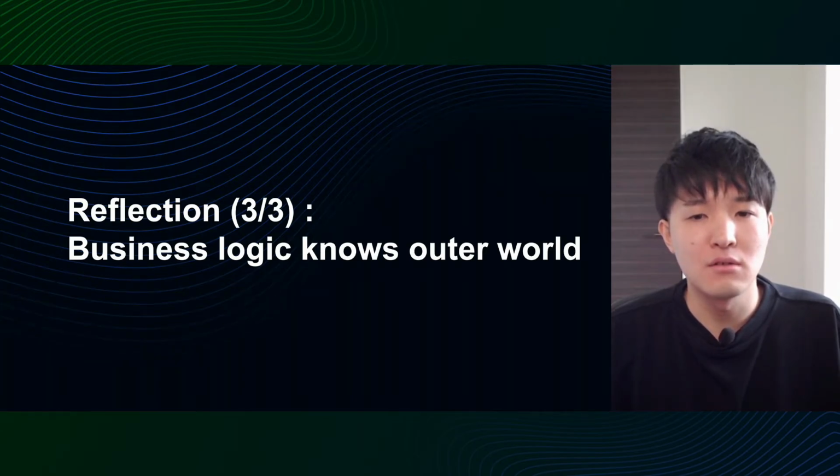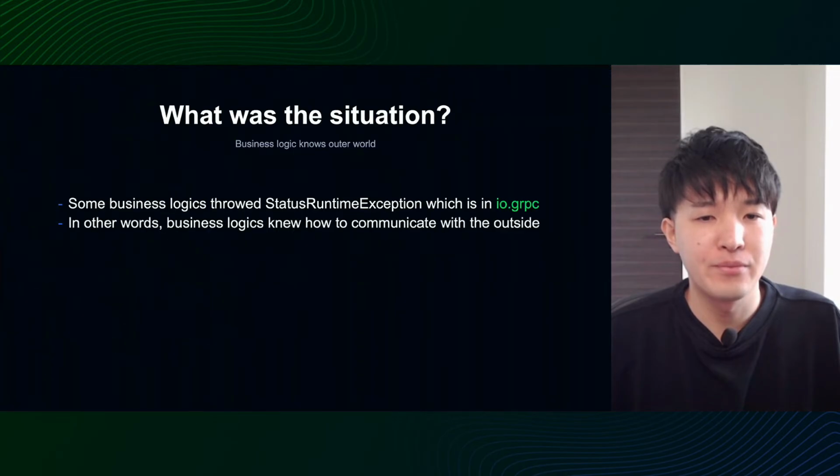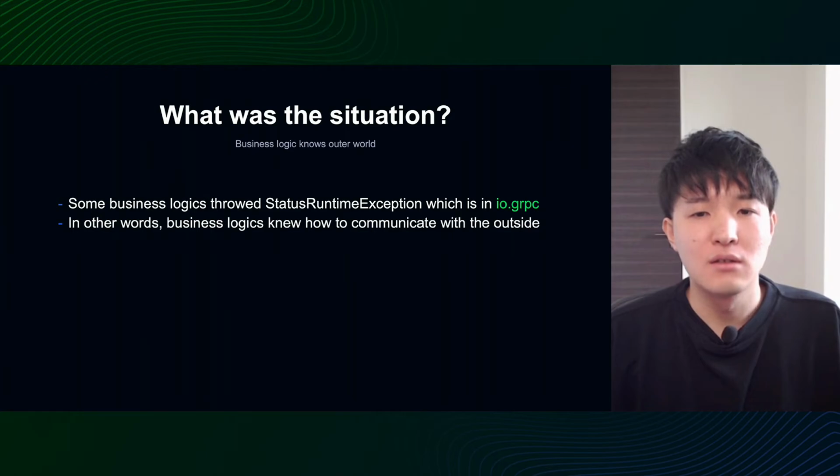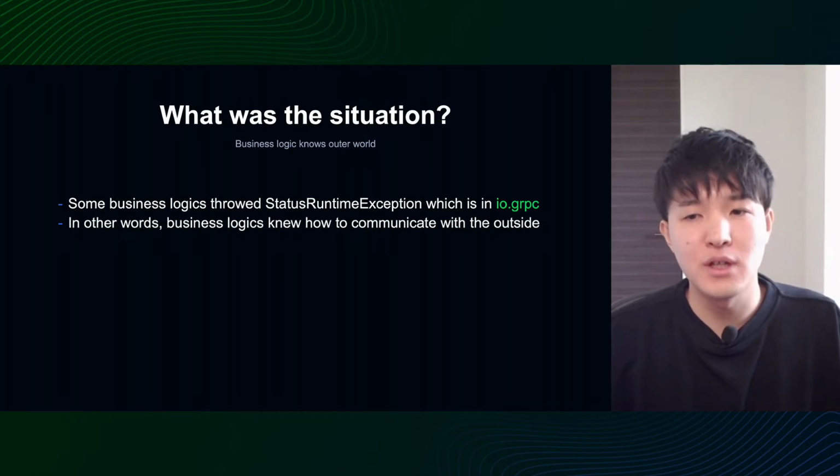The third is about design. Business logic knows the outer world. This is often heard in clean or hexagonal architectures. You may have heard of it. In our project, what was the situation? Some business logic was throwing status runtime exception for gRPC. In other words, the business logic knew how to communicate with the outside.